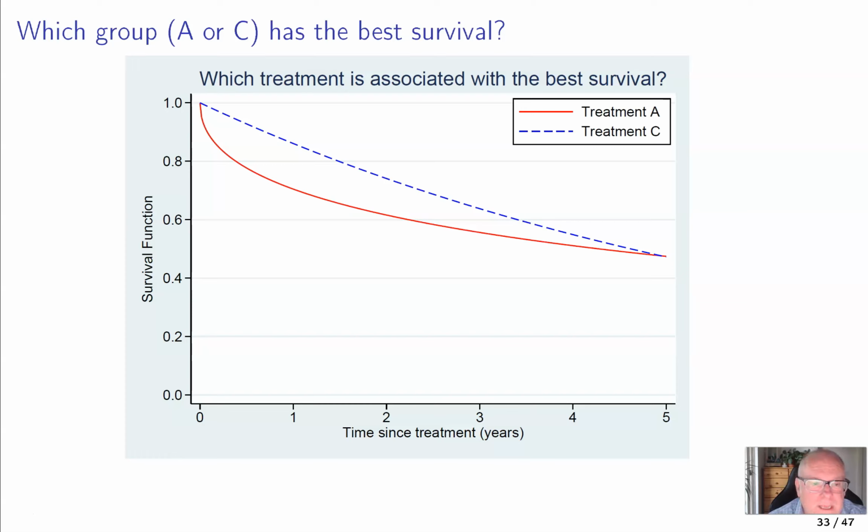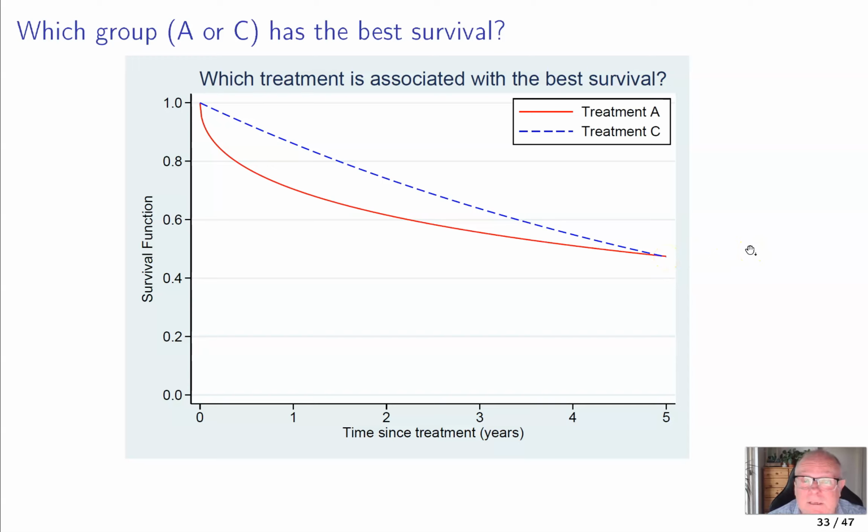So in this one, we have a randomized trial. Patients are randomized to one of two treatments, A or C, and then we have 5 years follow-up. And so the question I'll ask you is, which treatment is associated with the best survival? You can pause the video and think about it. Now, what we see is at 5 years, the proportion who survive is identical between the two treatment groups.